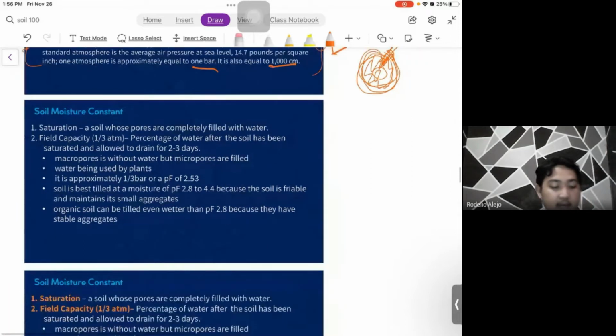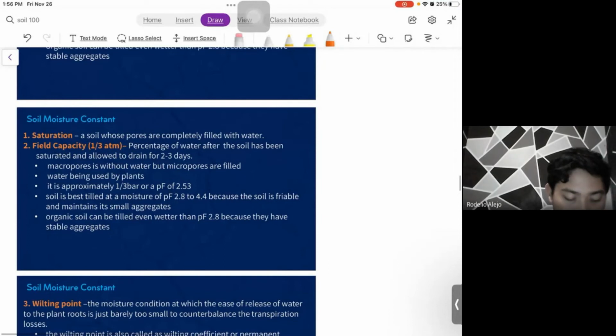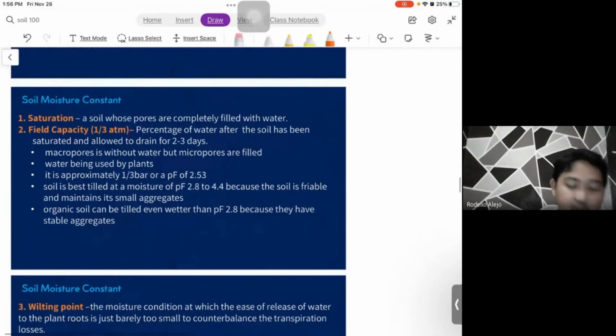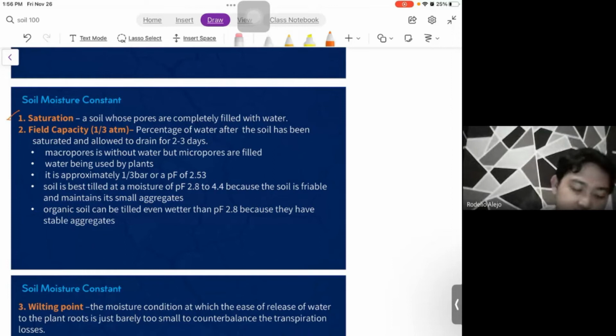So here we have soil moisture constants. They are pairs. Our first soil moisture constant is saturation. This is the amount of water in our soil at different levels or constants. For example, when we say our soil is very wet, what is it? It is under saturation. So the first soil moisture constant is what we call saturation.